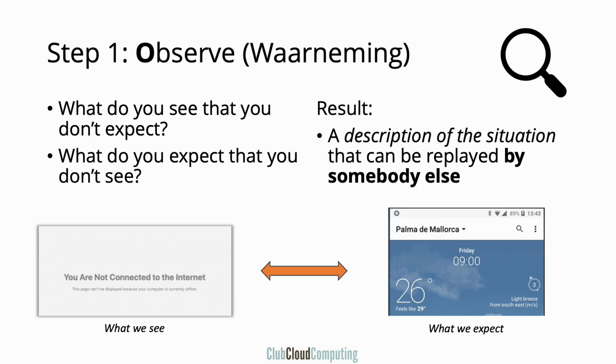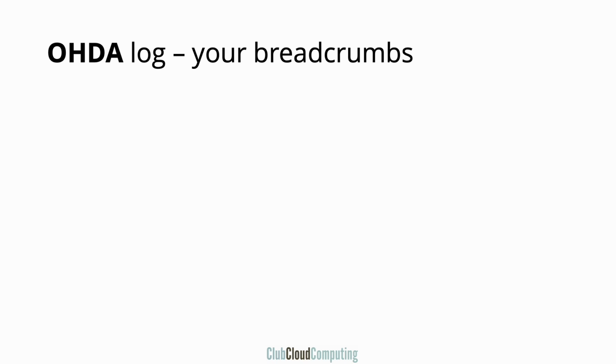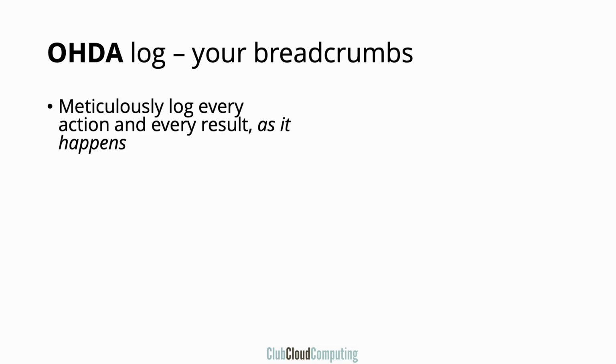And a test or an exercise you can do is write something down and then give it to somebody else to see if they actually can understand it and can move to the next step. You want to record all of these steps in what I call your OODA log. This is your breadcrumb trail. You meticulously log every action and every result as it happens, maybe even before it happens.